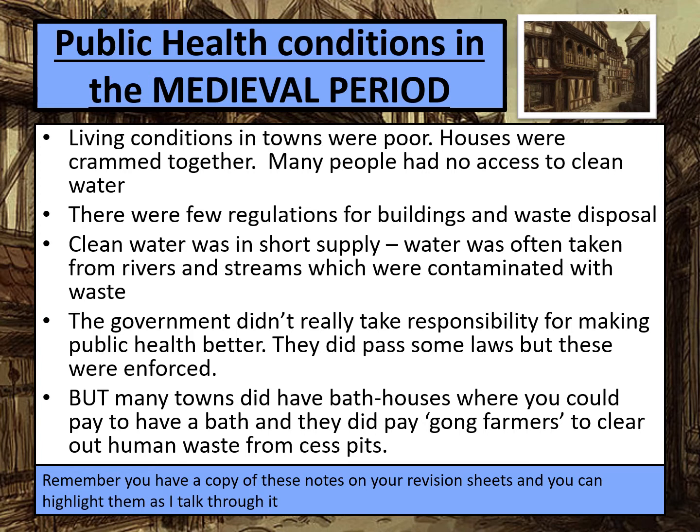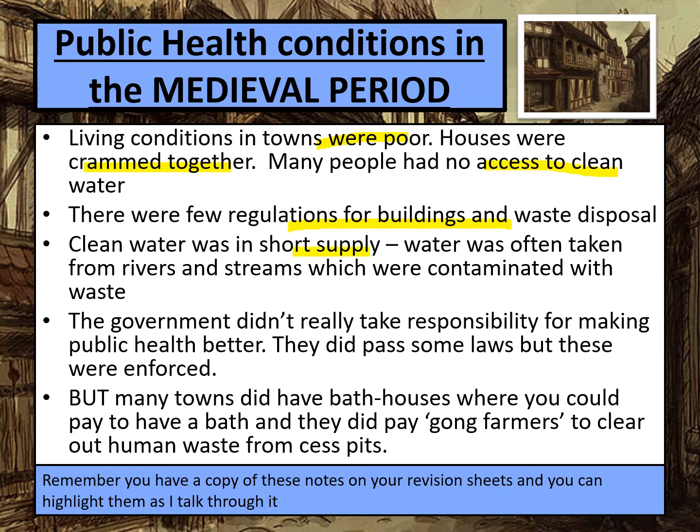So generally, living conditions in towns in this period, and we're thinking here about the year 1000 to about 1450, living conditions were really poor in the towns. Generally, houses were quite crammed together into a very small space. Many people didn't have access to clean water. People were doing things like throwing their toilet waste out onto the streets, because basically there wasn't really any regulations for buildings and waste disposal. It wasn't illegal to carry out these acts and just throw stuff into the street, so many people did. Clean water generally was in short supply.